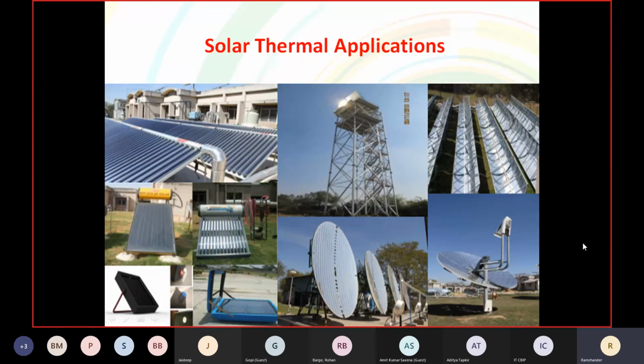This is the solar thermal applications: hot water systems, steam cooking systems, and even some cogeneration plants in India. There is a 5 megawatt cogeneration plant in Mount Abu, and the India One solar project is also there. But this percentage is very, very less.